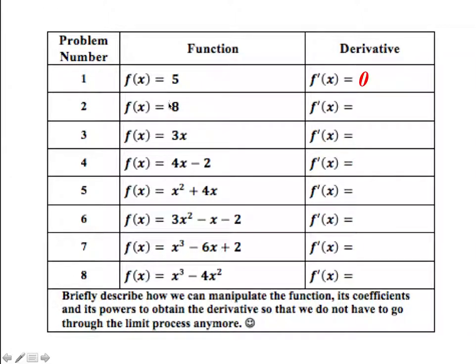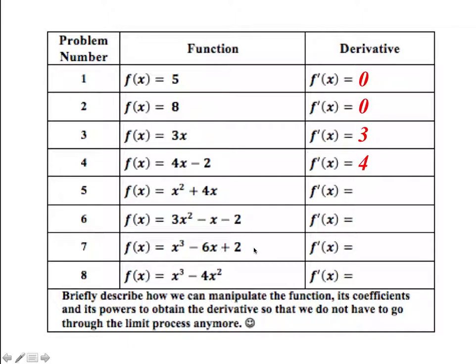For function 2 here, f of x equals 8. Again, a horizontal line, so the slope is also 0. And when I say slope, you're thinking derivative. Here for f of x equals 3x, the slope is 3, so the derivative must be 3. For function 4, which is 4x minus 2, it's a line with slope 4, so the derivative must be 4.